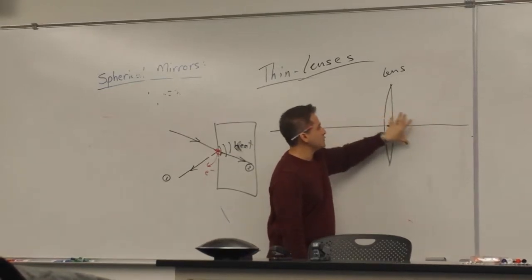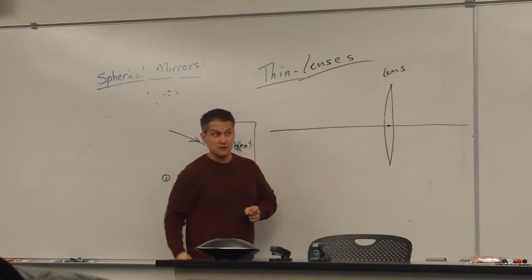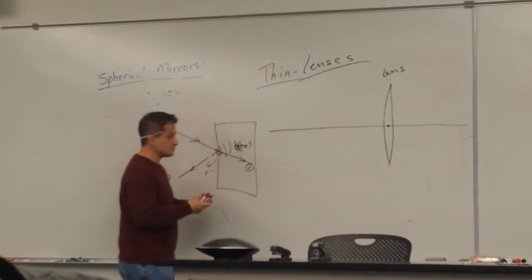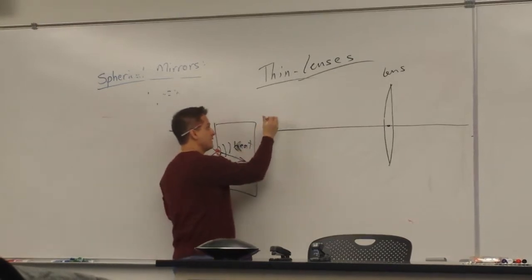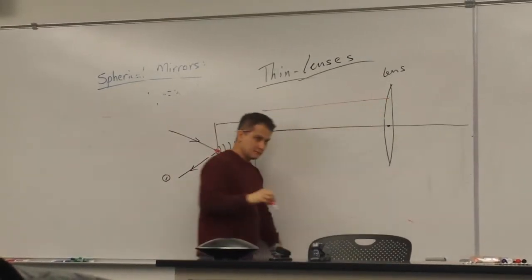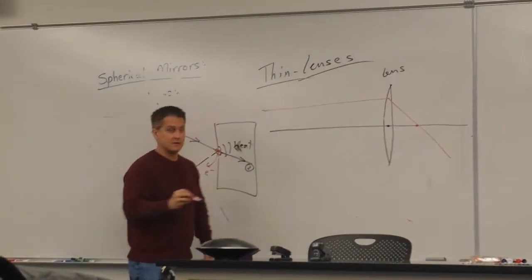So it's a dual sort of redirection process, one at each interface of the lens substance. Now, to this end, if you take parallel light coming in, parallel light will be redirected for some lenses to a physical point.